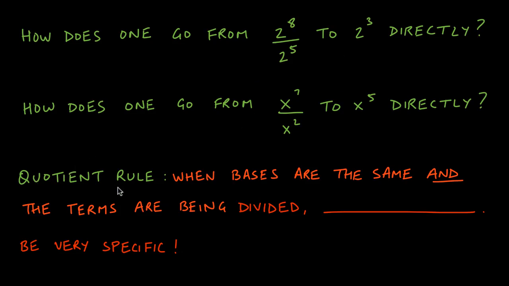So again, under product rule in your sheet of paper, write quotient rule, and these two conditions again. When bases are same, so x, x, 2, 2, the bases must be the same, and the terms are being divided. So you have a quotient here and a quotient here. Then how do you get the answer, or what do you do in order to get to this directly? Again, I'd like for you guys to be very, very specific in what you write.